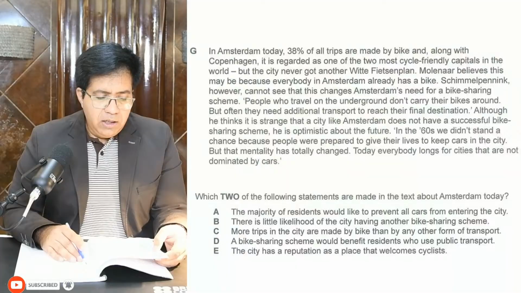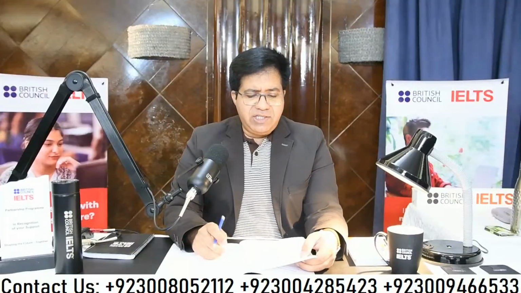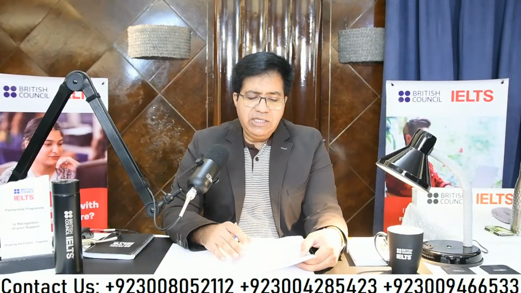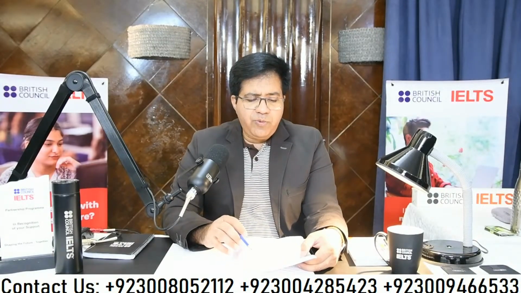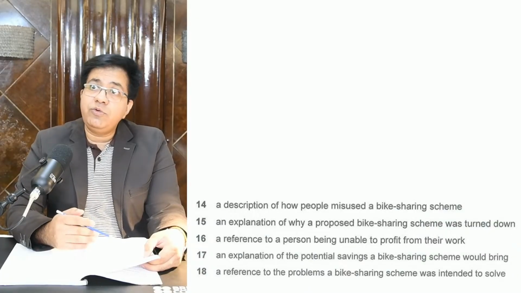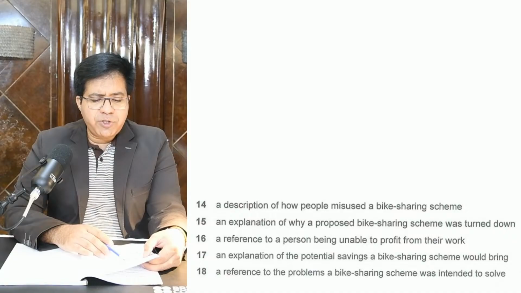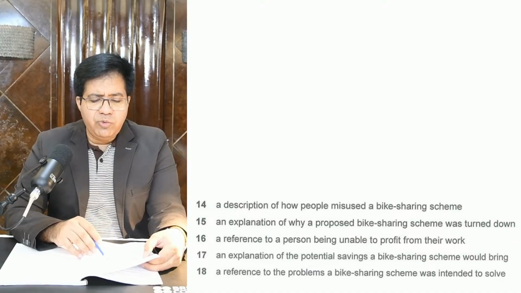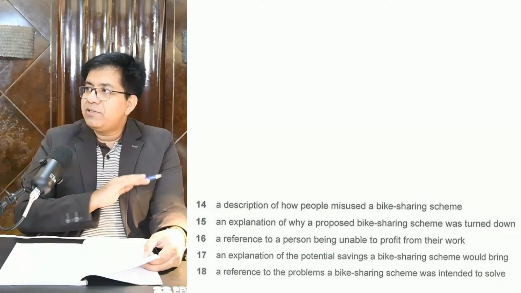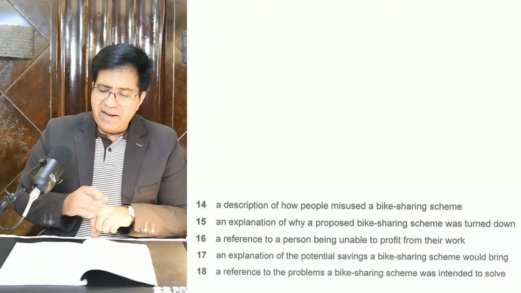Okay, good. Now we are quite familiar with the passage, so we are ready for questions 14 to 18. Question number 14. Now you will see the magic. Some of the answers you would know already. Question number 14. A description of how people misused a bike sharing scheme. If you remember, people stole the bikes and all that. Which paragraph is it? Paragraph E.